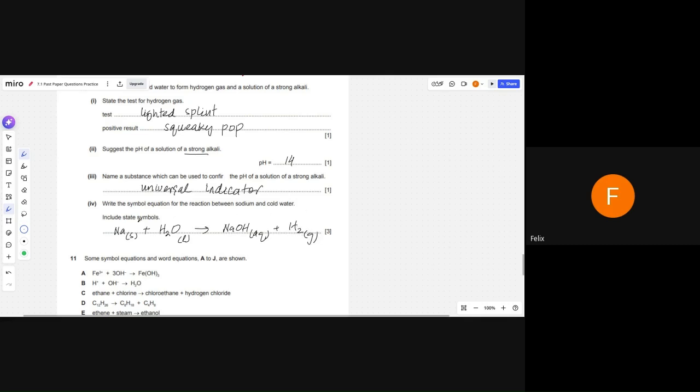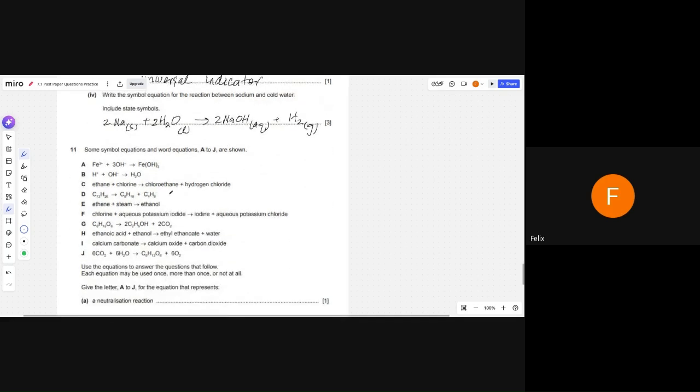To balance this equation, we have three hydrogens on the left, two on the right. This is not good. So I'm going to put a 2 here to make it an even number. So now we have 4, and now I'll have to put 2 here. Now we have two oxygens, four hydrogens, and 2 sodium. The equation is balanced. Now we move on to the next one.